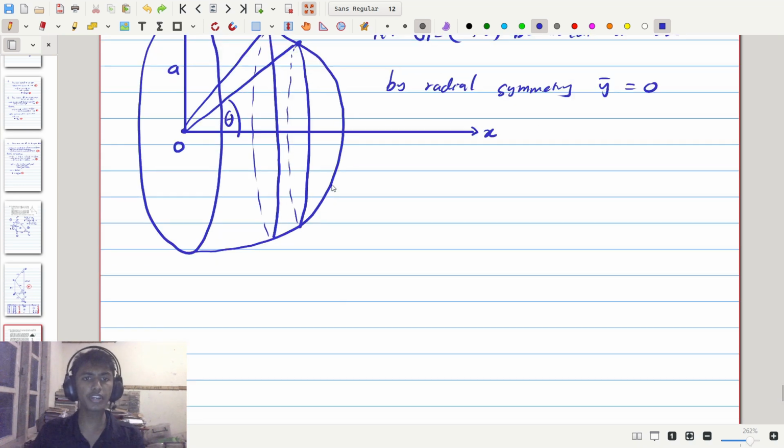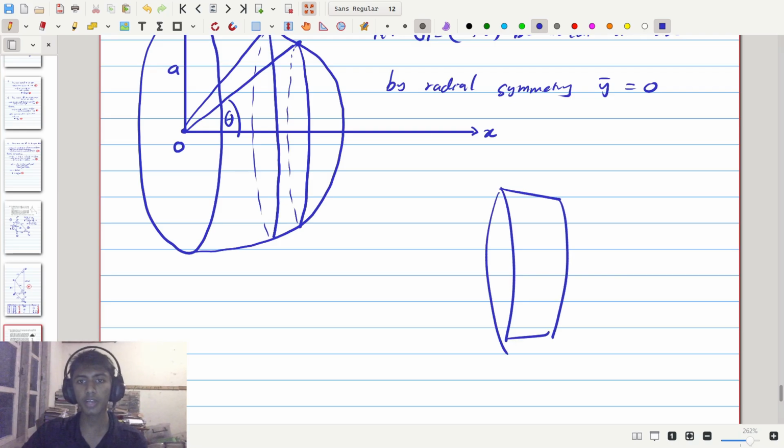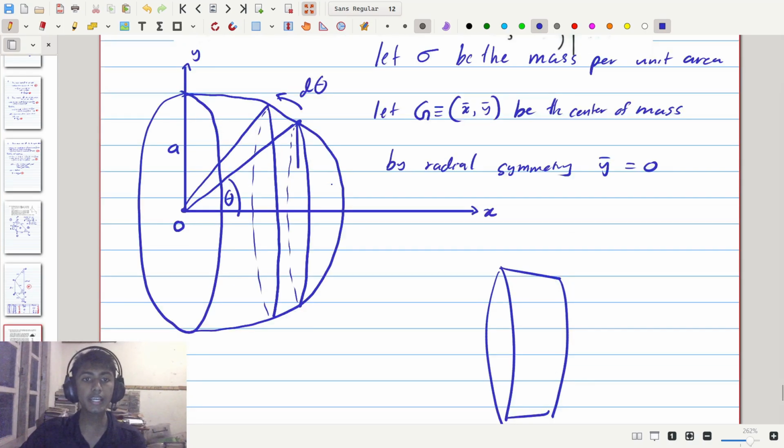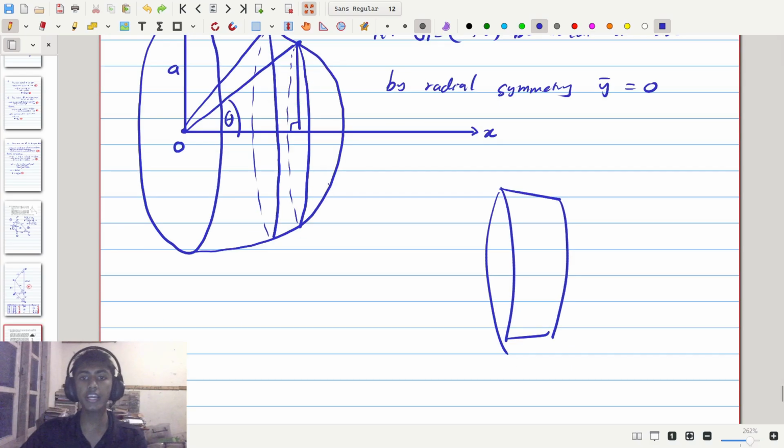So considering this ring, the ring's geometry is like this. We have a ring, it goes around like this, and in terms of the ring's values, if the hypotenuse here is going to be a, then the height here, which is going to be the radius of the ring, is going to be a sine theta. So therefore the radius here, this height, is a sine theta.